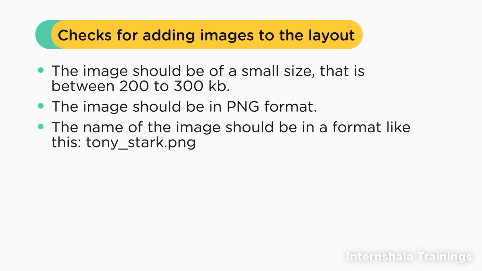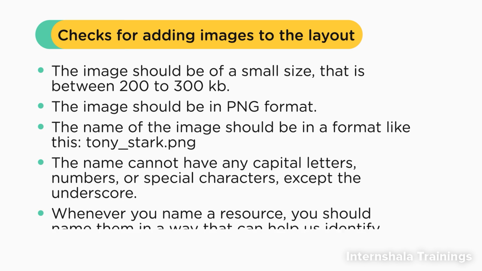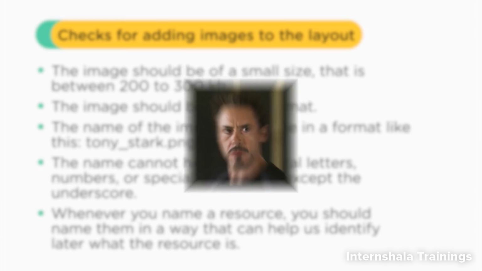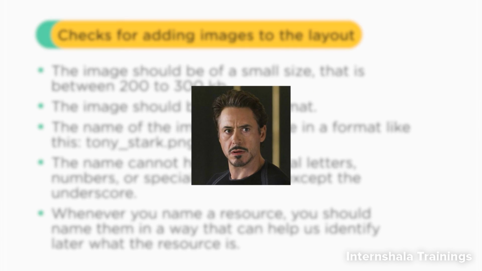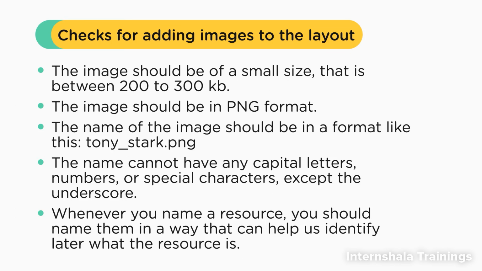Next, the name of the image should be in a format like this. The name cannot have any capital letters, numbers or special characters except the underscore. Also, whenever you name a resource, you should name them in a way that can help us identify later what the resource is. Right now, we will use this image of Tony Stark for our UI screen. You can get the image from this link. The link is also being given in the helper text below.